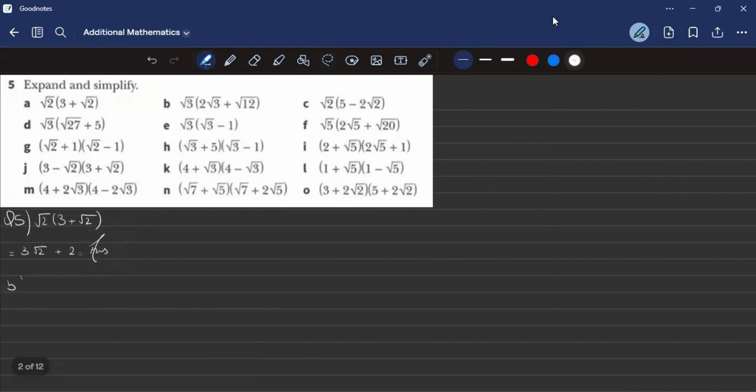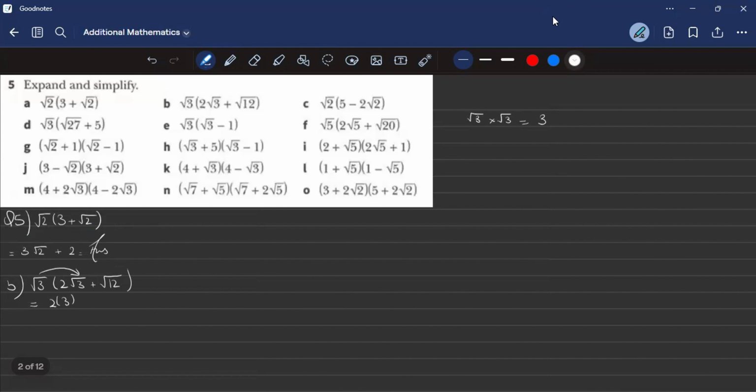So for part B, we are going to say √3 multiplied by (2√3 + √12). Now the thing is, again, simple things, 2 multiplied by 3 as a whole. Why is that? Because when we multiply this √3 by √3, we get 3 as a whole. We always know √something multiplied by √something is equal to that value itself. So just keep in mind.